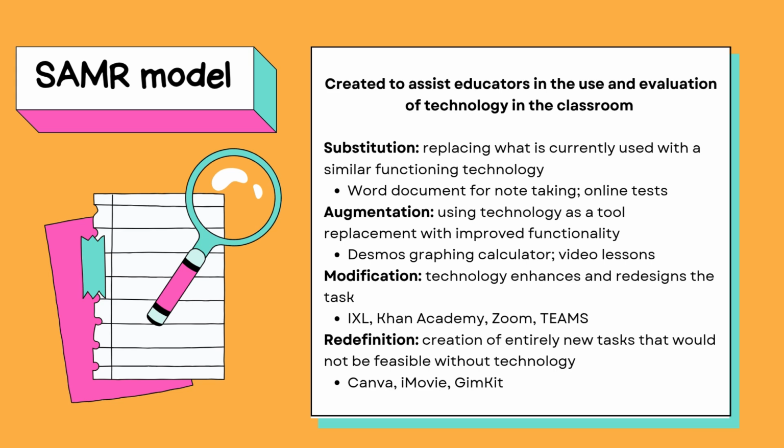The next level is augmentation. So we're essentially just building and layering on. Augmentation is now using technology, but we're improving the functionality of something. So something like the Desmos online graphing calculator, it's more usable and user friendly for students, but it is still ultimately just a graphing calculator that students could use physically. Another way, in order to add variation in a lesson, is adding a video lesson in just to introduce some differentiation.